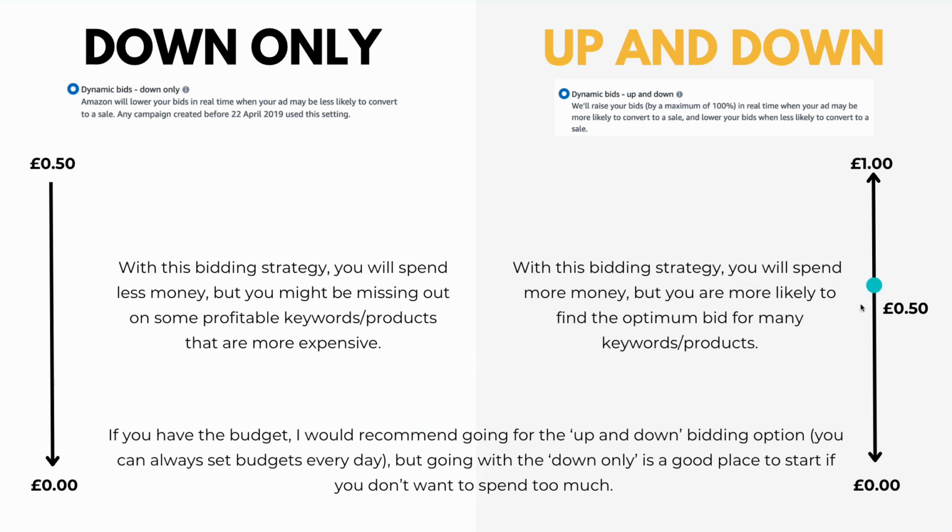So although you might be going over your default bid of 50p, if you just set a daily budget of something like £4, you are guaranteed to never spend more than that £4 anyway. So you can still rein it in and be very careful with your spending. But again, going with down only is also a good place to start if you don't want to spend too much money. It all depends on how much experience you have with Amazon ads, how much money you have, and what you want to be doing with your ads, like I've said many times already in this video.